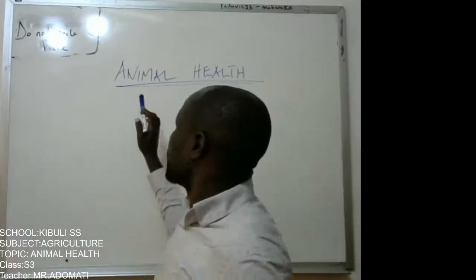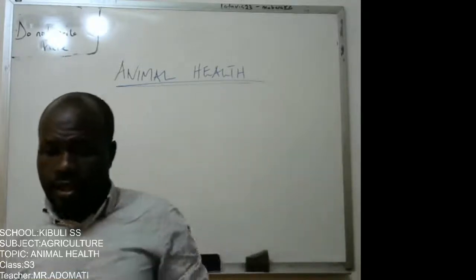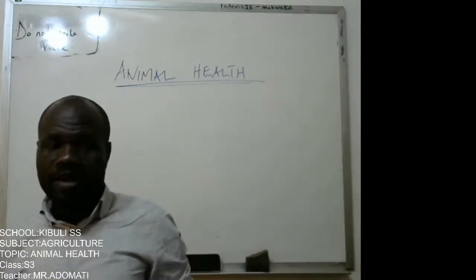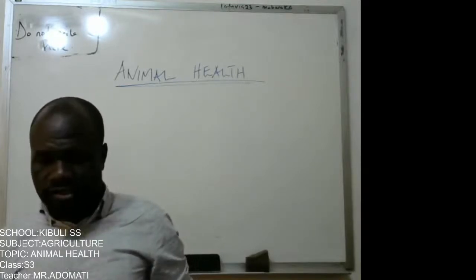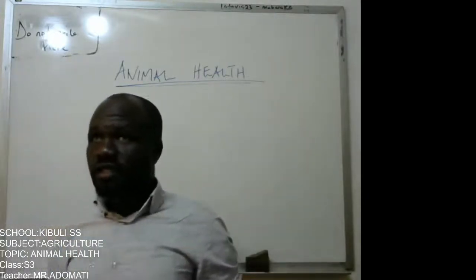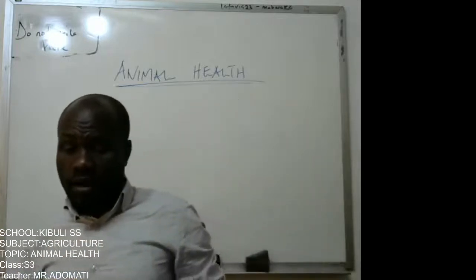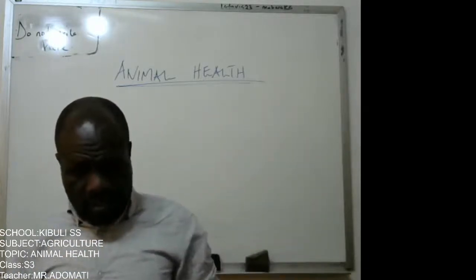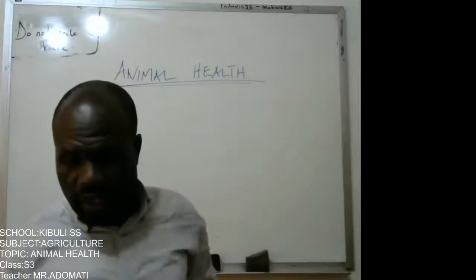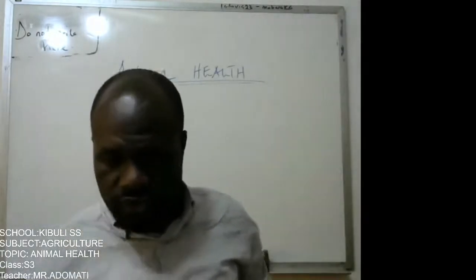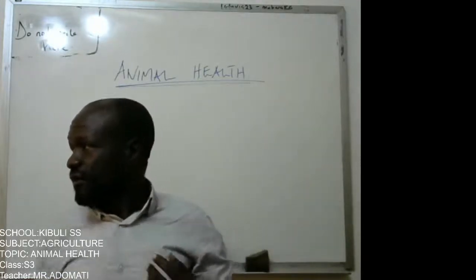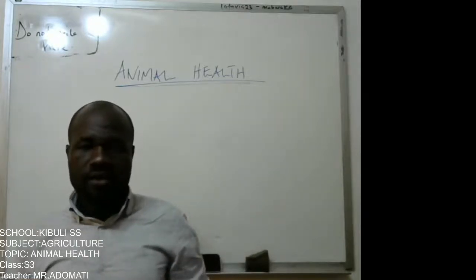Okay, so let's first begin by understanding what health is. Health is the state of the body operating normally. If the body systems run normally without any deviations, without any challenges, we say that the body is healthy. Now, animal health is very key in livestock farming because the productivity of animals, how much products we get from these animals, how fast the animals grow, depends on many things, but most importantly on their health.